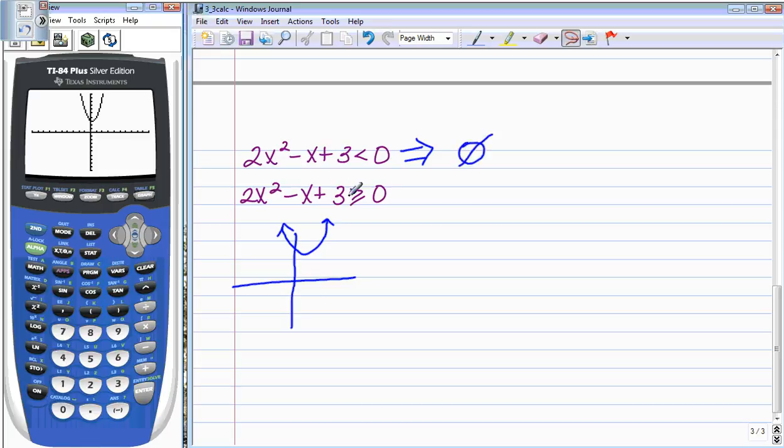Now what about the solution to the second part where it's greater than or equal to 0? Well, it's all greater than 0, right? It's all above the x-axis. Doesn't happen to be equal to 0, but that's okay, because it satisfies one part of it, so that solution is going to be negative infinity to infinity.